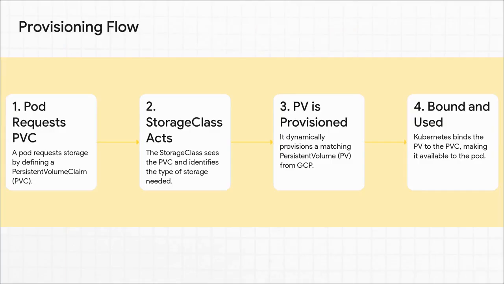And this brings the whole automated flow together. It all starts with your pod, which includes a persistent volume claim. The storage class sees that claim, it talks to your cloud provider, in this case GCP, and provisions the actual physical storage as a persistent volume. Finally, Kubernetes binds that PV to the PVC and boom, the pod can use it. It's a beautiful, decoupled system.